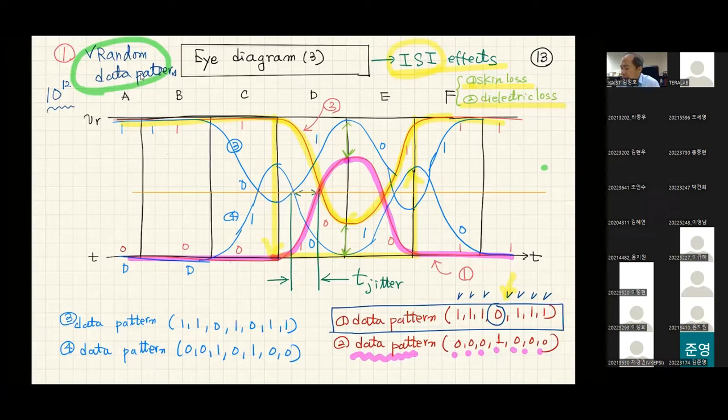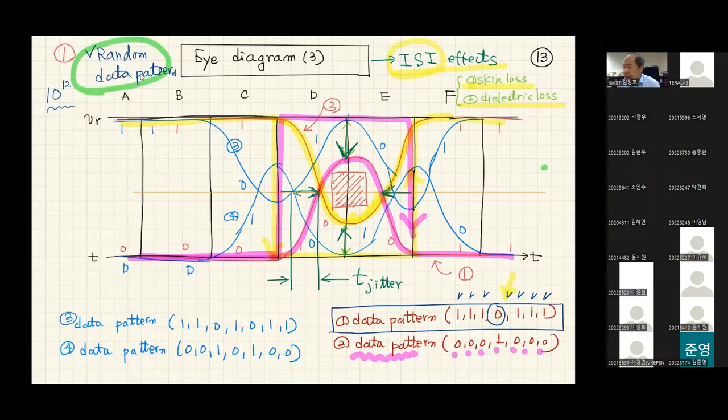If we do not have the ISI effect, and if it is a really ideal transmission line, we have to go high and we have to come back, maybe a little bit different, but schematically, conceptually, it has to be this kind of window. But actually, the eye diagram has this kind of small eye, and because of that, we're going to have a small window eye opening for setup and hold time. So because of this eye diagram distortion caused by ISI, we have a reduced voltage margin by that amount. Also, we have a reduced timing margin compared to the unit interval.